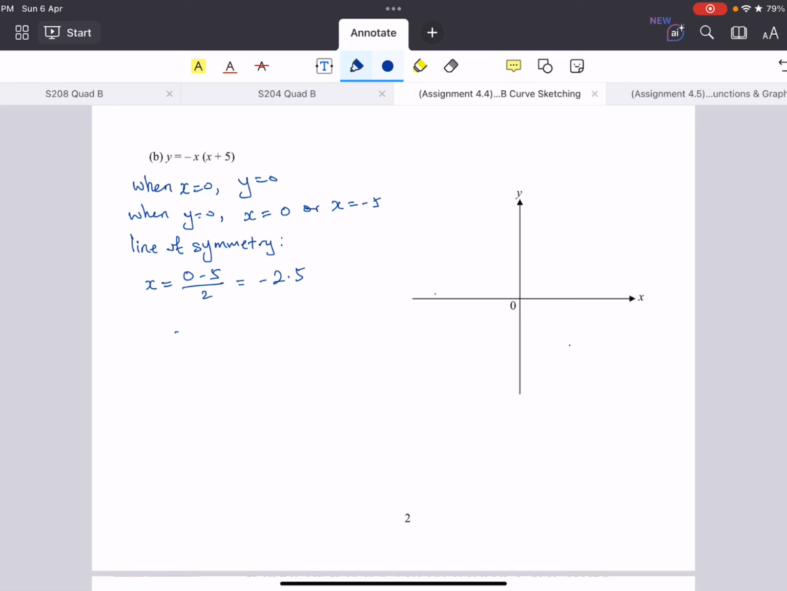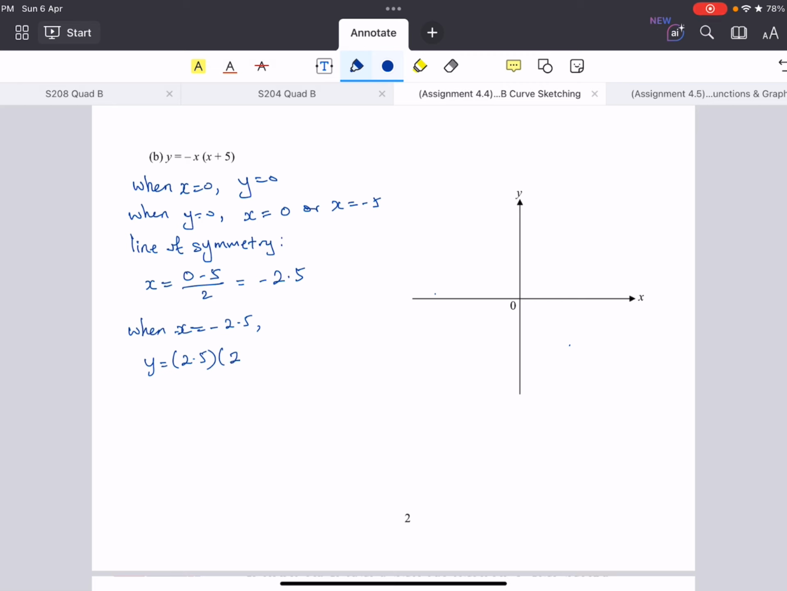Now we need to find the turning point. So when x is equal to negative 2.5, y is equal to 2.5 multiplied by negative 2.5... let me check that, that's a lag, right? Wait. Backtrack a bit.